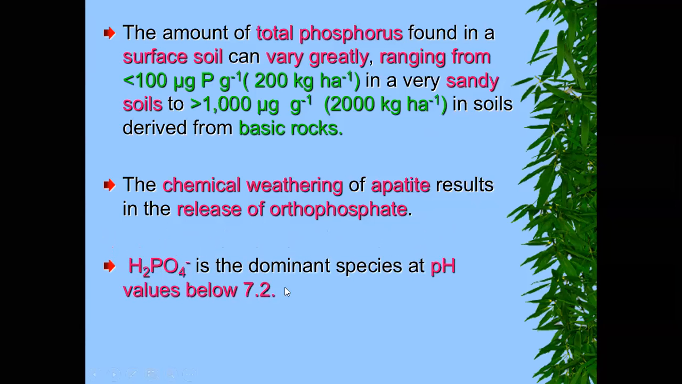H2PO4 is the dominant species at pH value below 7.2. So if the pH value is below 7.2, then H2PO4 is dominant. But if the pH value is above 7.2, then HPO4 is dominant.